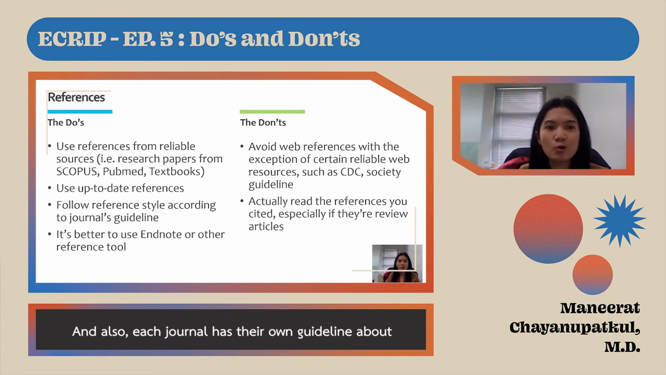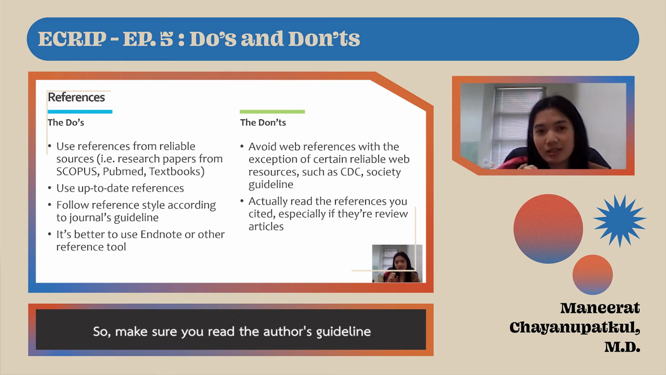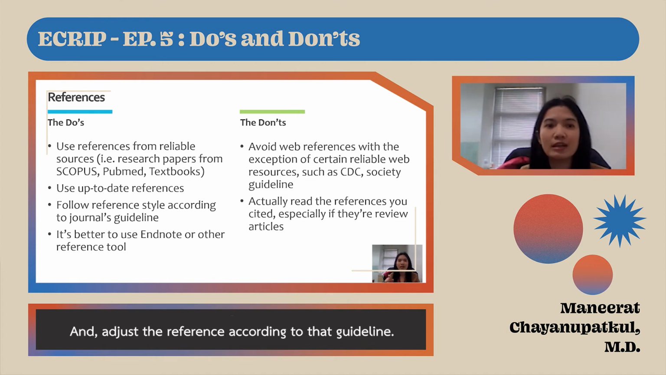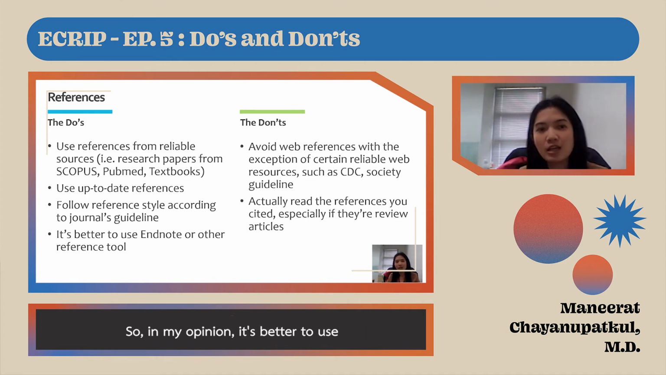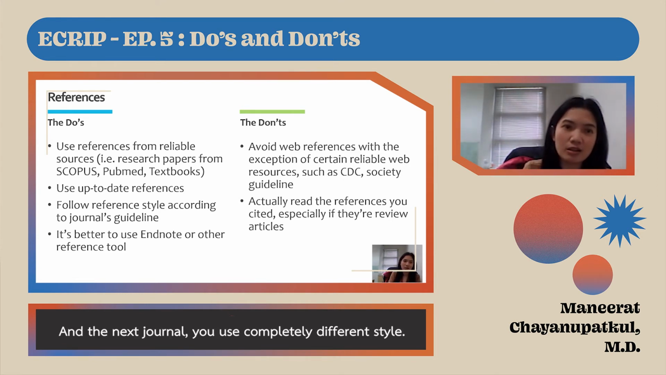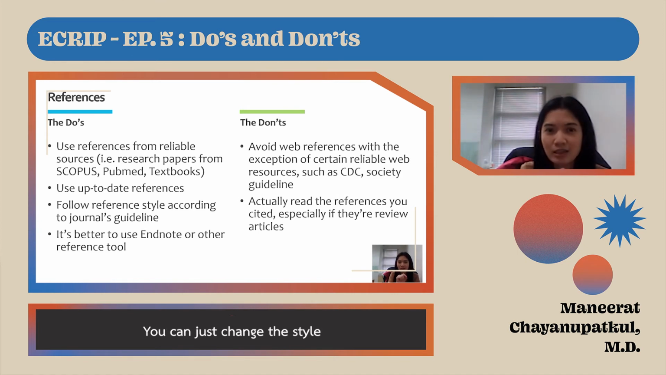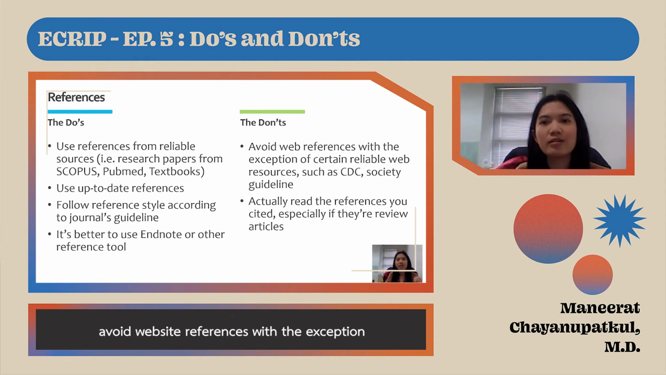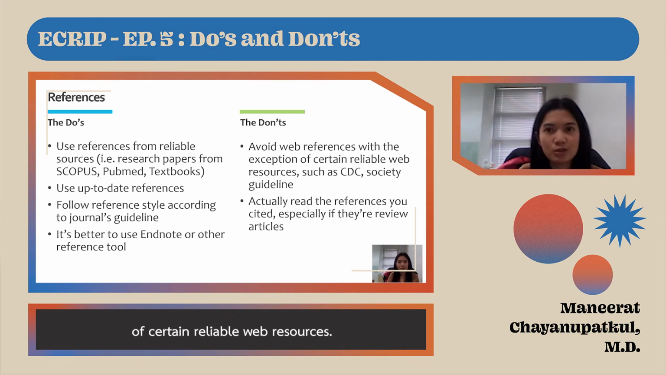And also, each journal has its own guideline about what style of reference they want you to write. So make sure you read the author guidelines of each journal carefully and adjust the references according to that guideline. In my opinion, it's better to use a reference tool such as EndNote, because if, for example, you submit this paper and get rejected, and the next journal uses a completely different style, you can just click to change the style and everything will change according to the journal guideline. And the don't is to avoid website references, with the exception of certain reliable web resources.